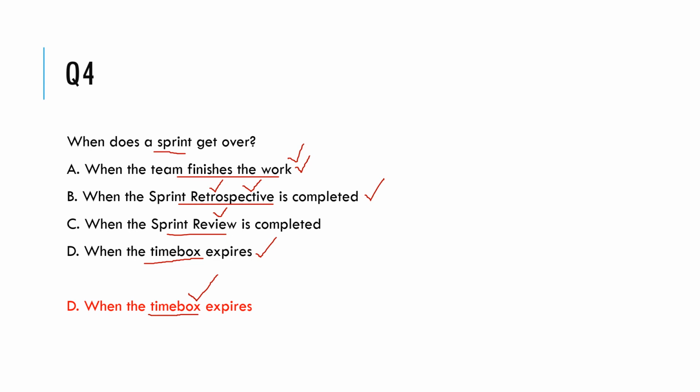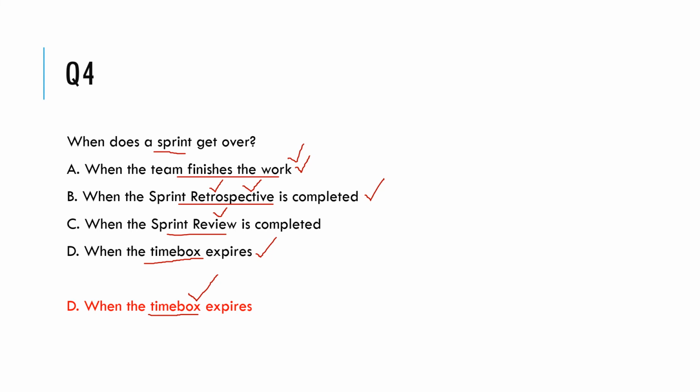When the time box expires, the sprint gets over. Now, there is another situation where a sprint may get over, which is not in the option here. We've talked about it in one of our previous videos. I'll share a link to that video as well in the description. And that is when a sprint gets cancelled. So that is a very, very rare event, and it basically downgrades the morale of the entire team. So that is why it is rare and it is definitely not recommended. But it is something which may call an end to the sprint if it is cancelled.